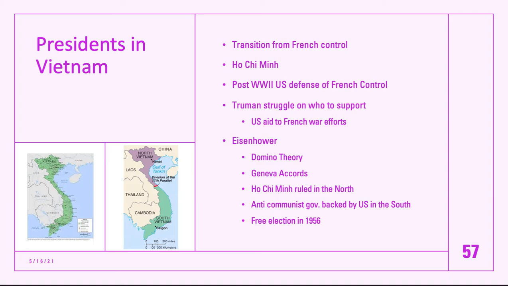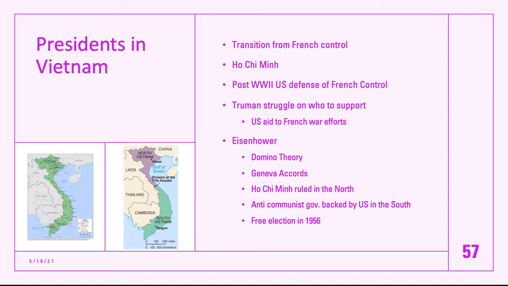Truman is going to struggle when it comes to Vietnam. Who do we support? Who do we not support? He does not support the idea of colonialism or these old European powers, but he also doesn't want to see someone like Ho Chi Minh become successful and instill a communist regime in Vietnam. So he's going to support the French leadership over Ho Chi Minh, and that's kind of where this all tumbles downhill.